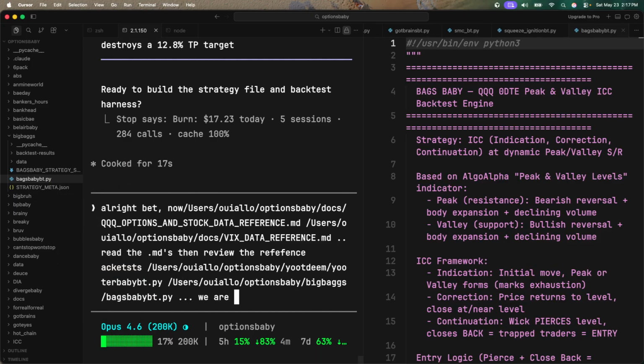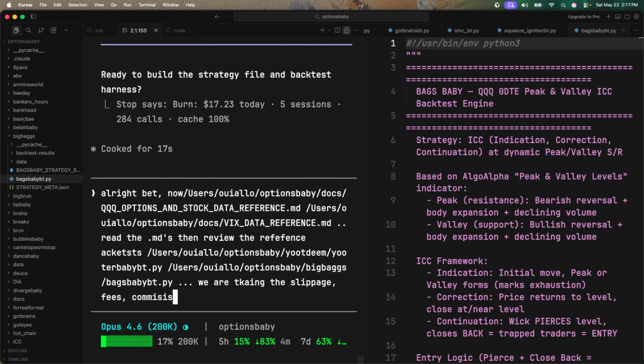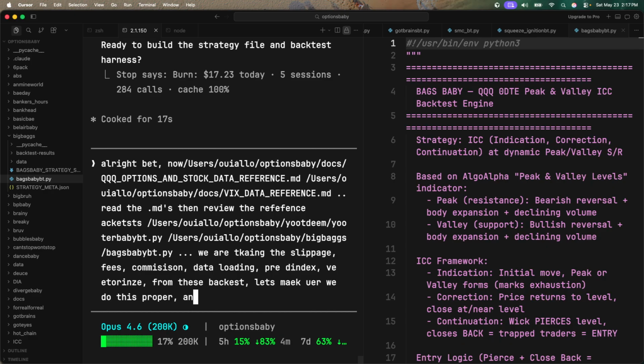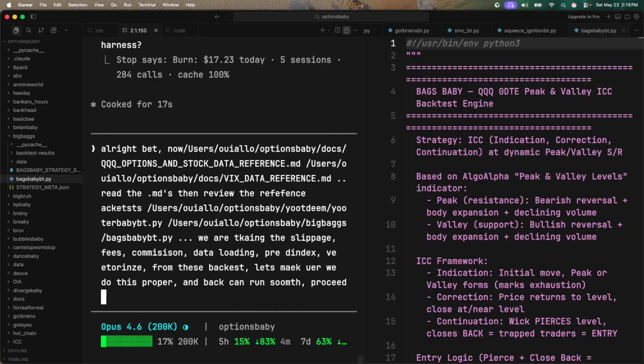All right, we are taking slippage, fees, commission, data loading, pre-indexing, and vectorizing from these backtests. Let's make sure we do this properly, and backtests can run smoothly. Proceed with creating it here.